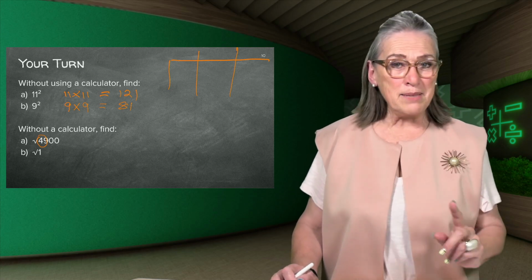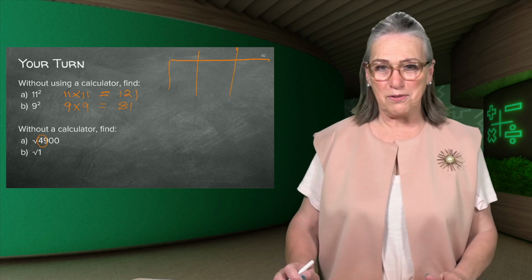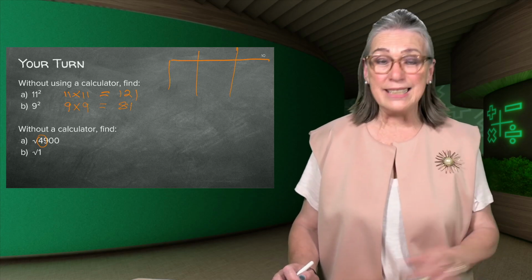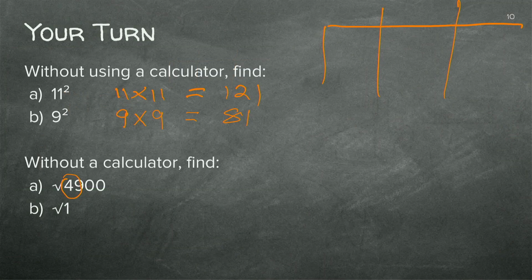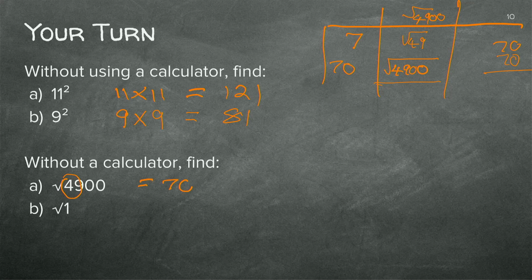So we can estimate. I wonder how many of you thought like that. If you did, it is awesome. So you're going to say, okay, the square root of 4900. The square root of 49 is 7, so we're going to guess that 70 times 70 will give us 4,900. So we know that our answer is 70.